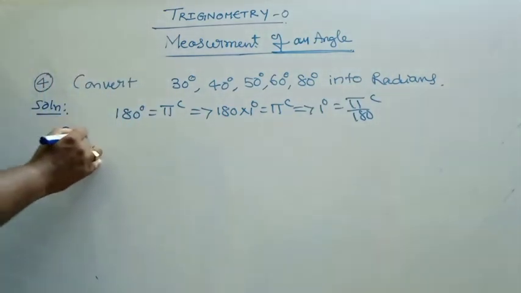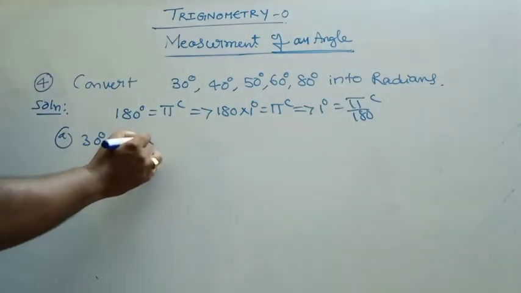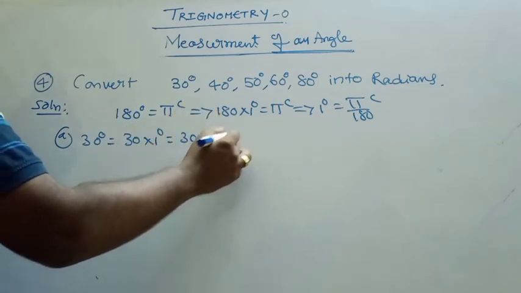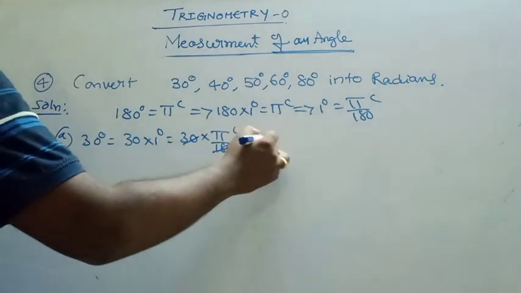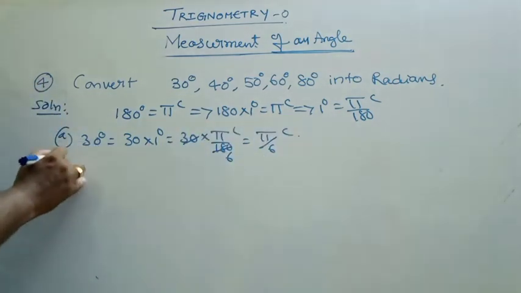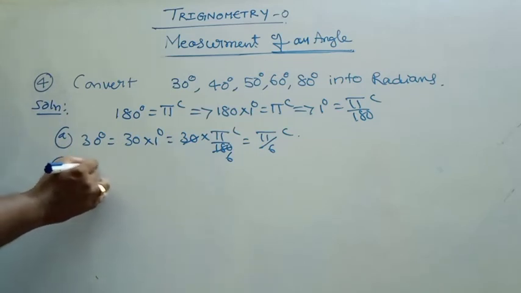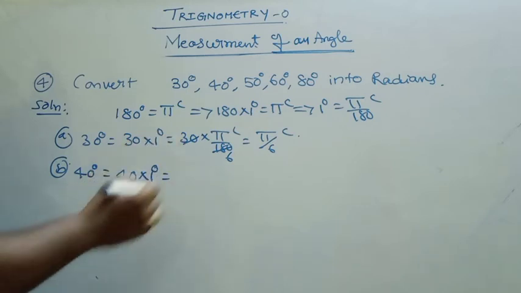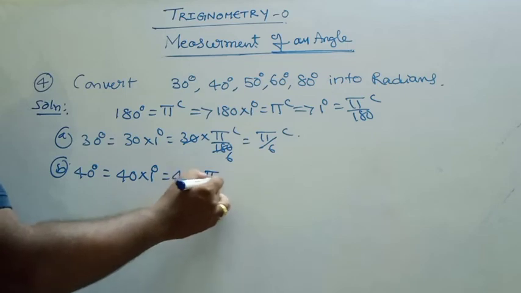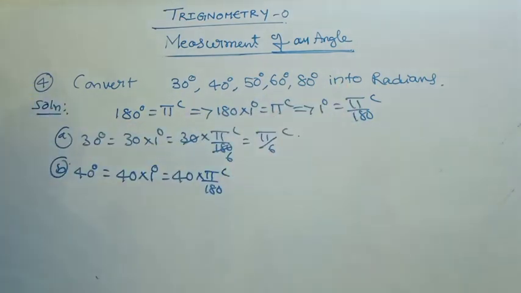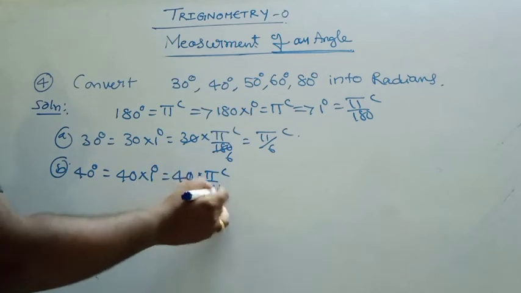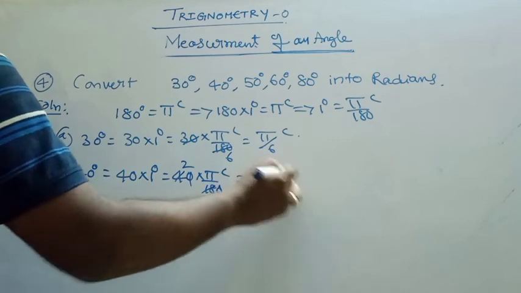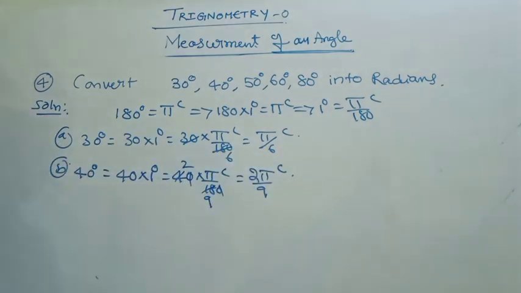Therefore the first one, 30 degrees, is 30 into 1 degree, that is 30 into pi by 180 radians. 3 ones are 3, 3 sixes are 18, so this is pi by 6 radians. Now B, 40 degrees, means 40 into 1 degree. 40 into pi by 180 radians, because we said 1 degree is pi by 180 radians. Now this 0 will cancel, 2 twos, 2 nines, 2 pi by 9 radians. 40 degrees is equal to 2 pi by 9 radians.